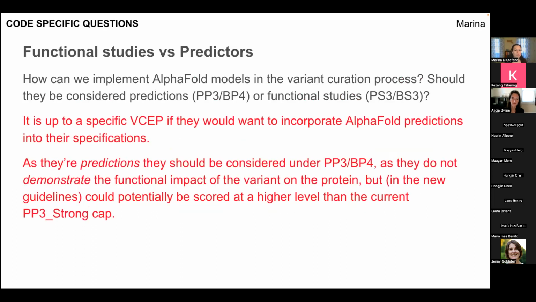Okay, functional studies versus predictors. We had a question, how can we implement AlphaFold models in the variant curation process? Should they be considered predictions, PP3, BP4, or functional assays, PS3, BS3? It's up to a specific VCEP if they would want to incorporate AlphaFold predictions into their specifications. As predictions, they should be considered under PP3, BP4, as they do not demonstrate the functional impact of the variant on the protein. But in the new guidelines, they could potentially be scored at a higher level than the current PP3 strong cap.